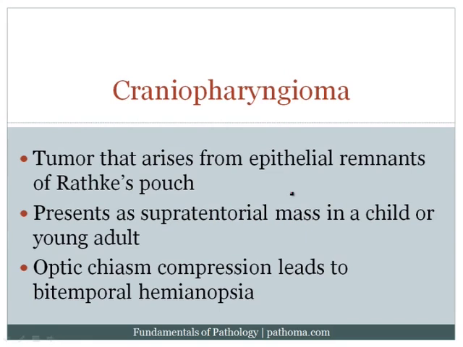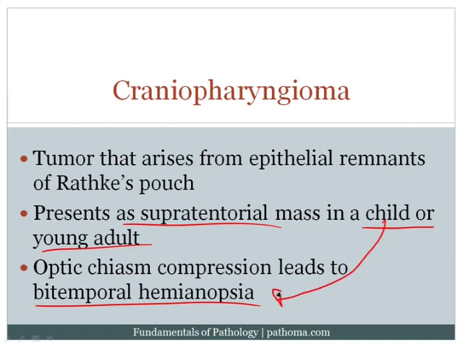Okay, so craniopharyngioma is a tumor that arises from the epithelial remnants of Rathke's pouch. It presents as a supratentorial mass, and again, that's because the sella turcica is supratentorial in a child or a young adult. It can compress the optic chiasm, given its location near the optic chiasm, which will then result in bitemporal hemianopsia. Now, very high yield, because bitemporal hemianopsia we sort of always associate with pituitary adenomas or tumors of the pituitary gland. However, it's important to note that if you have bitemporal hemianopsia in a child, you really want to think about a craniopharyngioma, and that's particularly high yield.